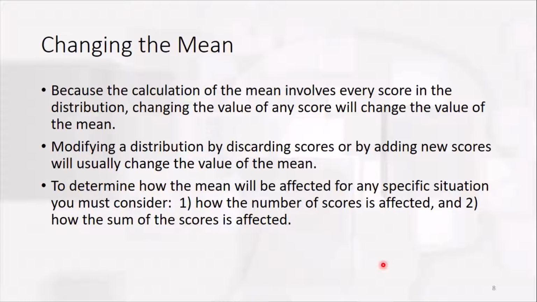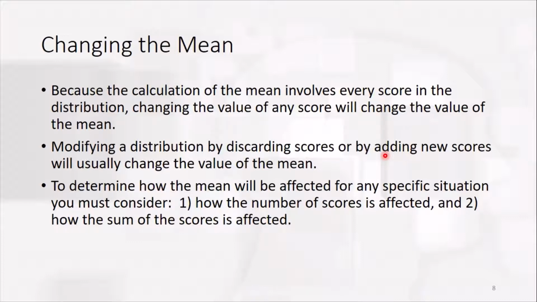Paano nababago yung mean ng isang distribution? So, ito yon. So, dahil ang mean natin, in-involve niya lahat ng score sa distribution. Pagka binago natin yung isang score or yung value ng isang score doon sa distribution, malamang mababago rin yung mean. Next, modifying a distribution by discarding scores or by adding new scores will usually change the value of the mean. So, totoo ito, kapag binawasan daw natin yung isang score doon sa distribution, mababago yung mean. Also, kapag dinagdagan natin ng panibagong score yung set ng data natin.